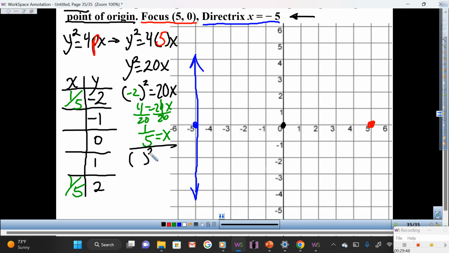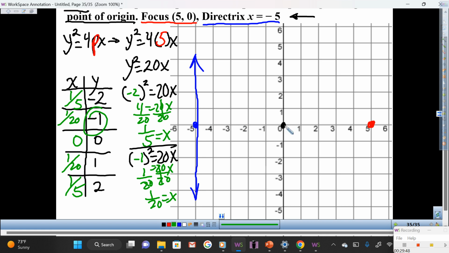All right, let's do it again. My next value is -1 of y. -1 times -1 is 1. Divide by 20. So we're left with 1/20 equals x. 1/20 there. 1/20 there. And this is 0, 0.